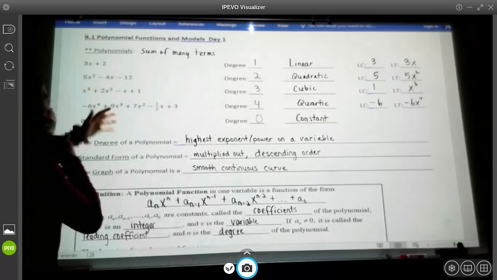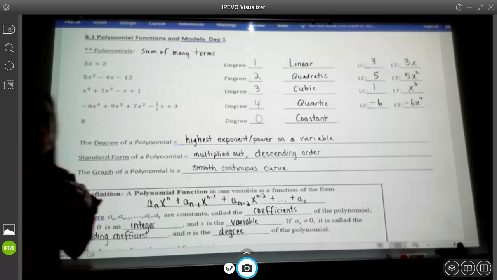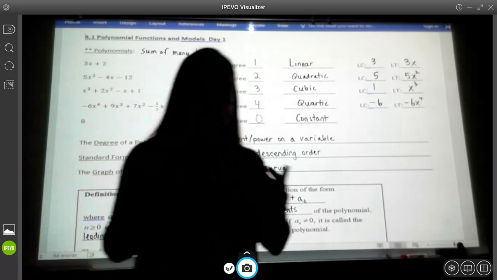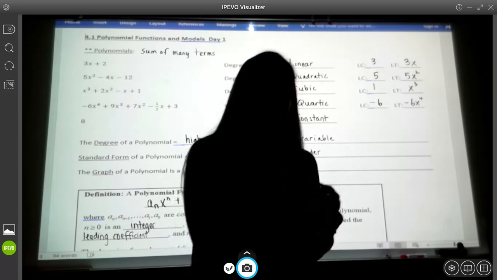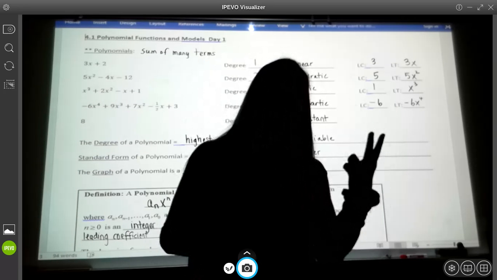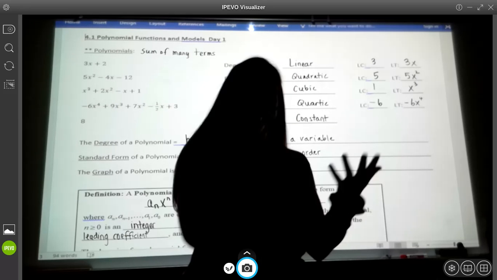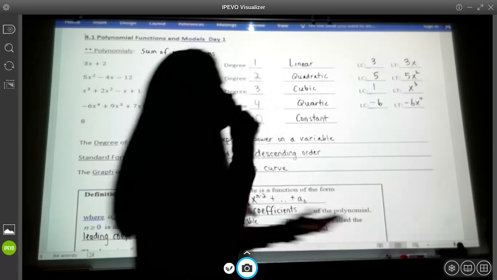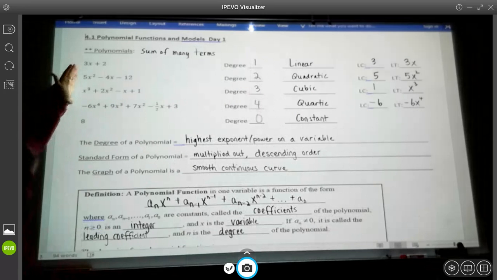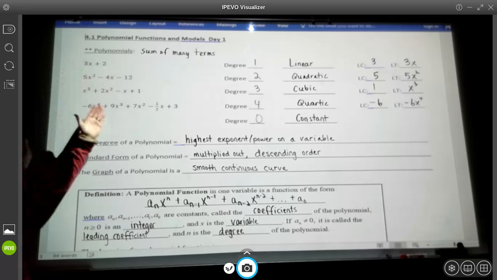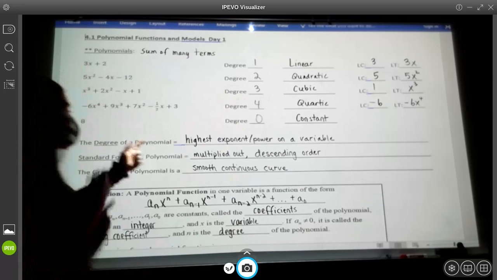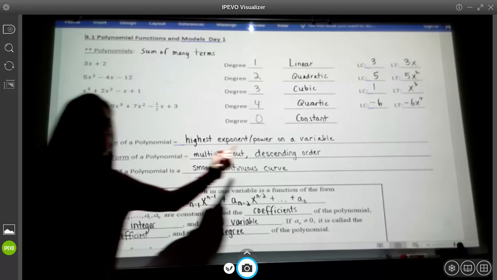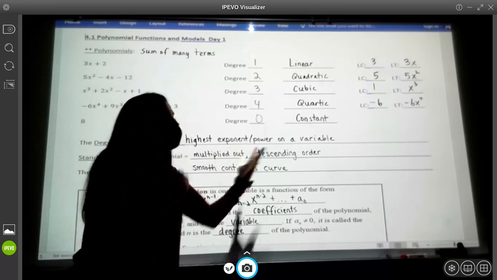All right, when you first start working with polynomials, you probably classified them by the number of terms. Like a one-term polynomial was a monomial. A two-term polynomial was a binomial. A three-term polynomial was a trinomial. But as we get into higher level math, we tend to classify polynomials by their degree. And the degree of a polynomial is just the highest exponent or power on a variable.